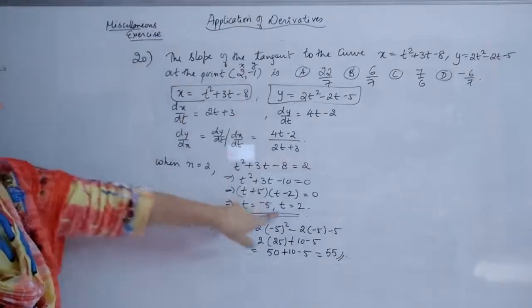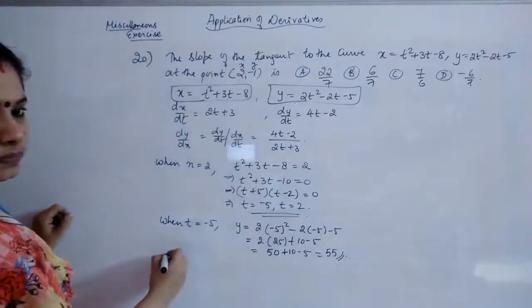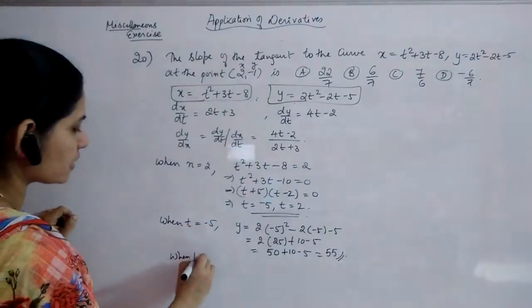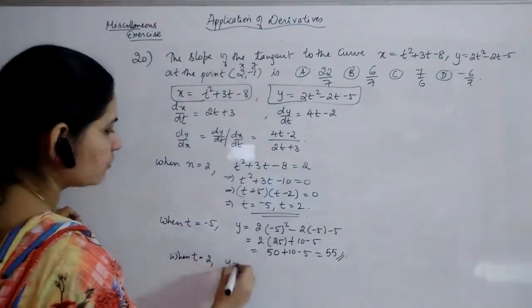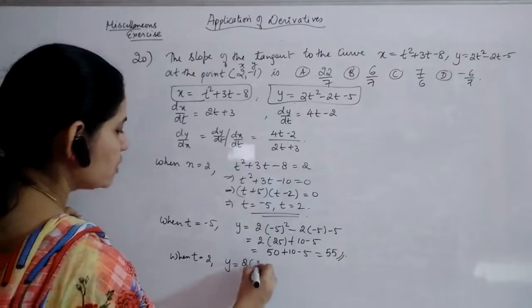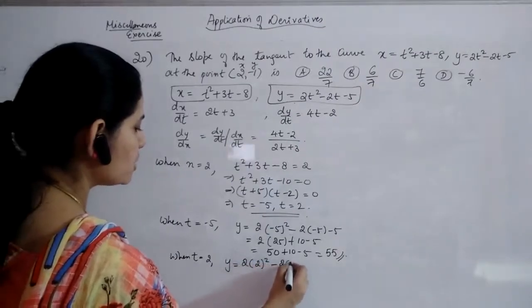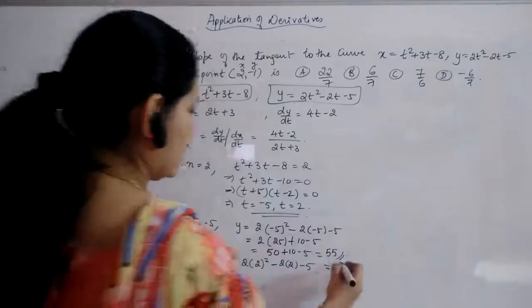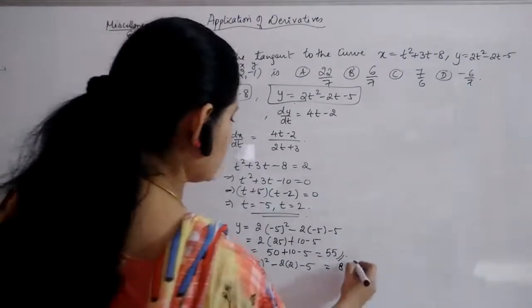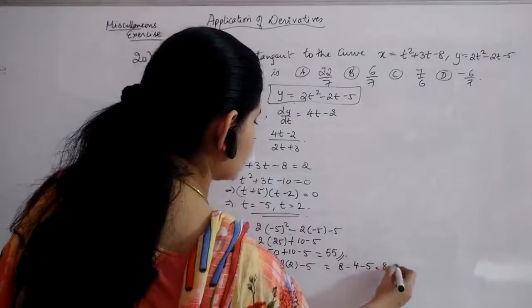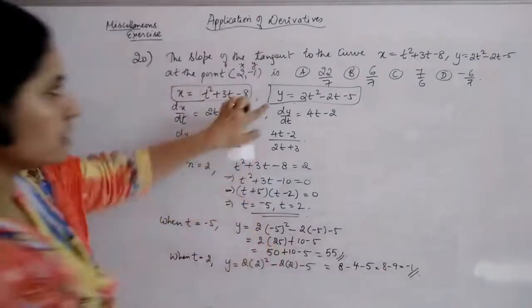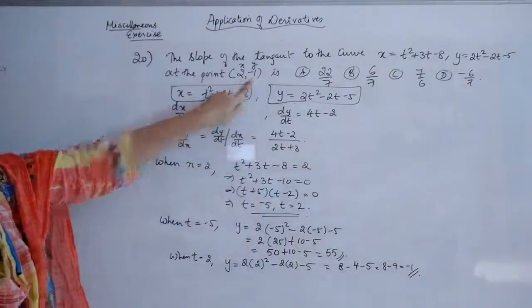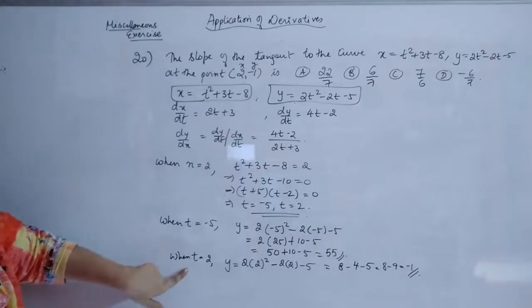Now you go for the next value, which is 2. What you will get when t is equal to 2? The value of y will become 2 into 2 square minus 2 into 2 minus 5. This is equal to 8 minus 4 minus 5. So it is 8 minus 9, which is minus 1. So you are getting the value of y as minus 1. Therefore, t should be taken as 2.